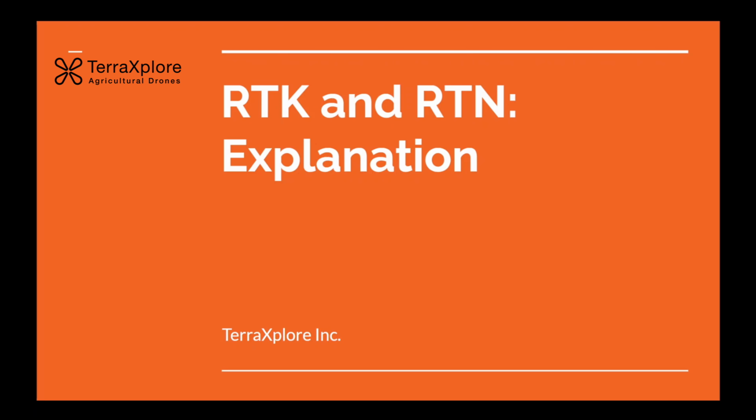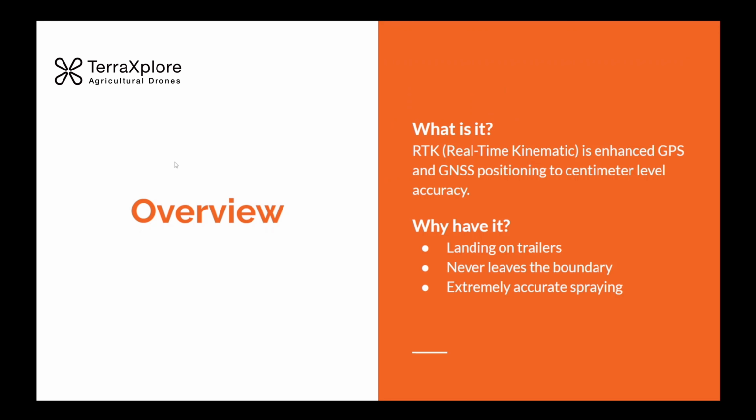So let's get started. So what is RTK? It stands for Real-Time Kinematic. It's basically an enhanced GPS and GNSS positioning system which is supposed to deliver centimeter level accuracy rather than foot level accuracy. And why have it? I'll go over this later in the video, but for now, why do you want it? You can land on your trailer, your drone will never leave your boundaries, and it can deliver some extremely accurate spraying.